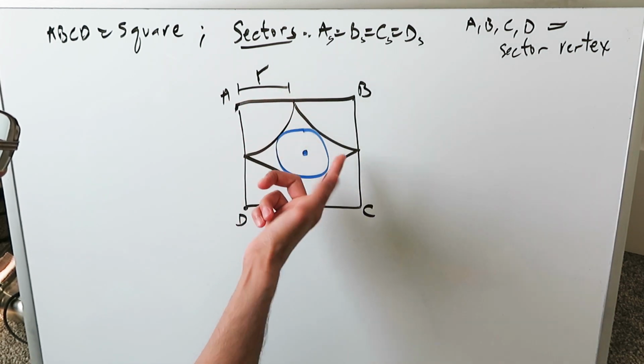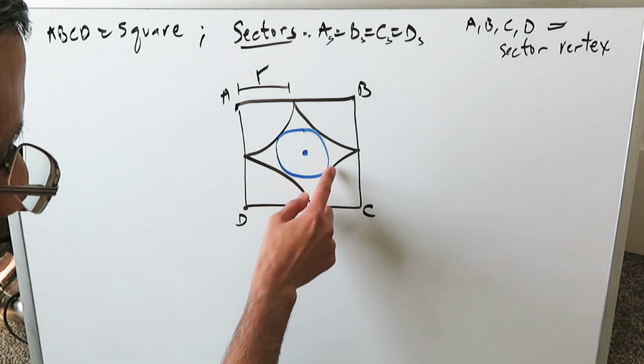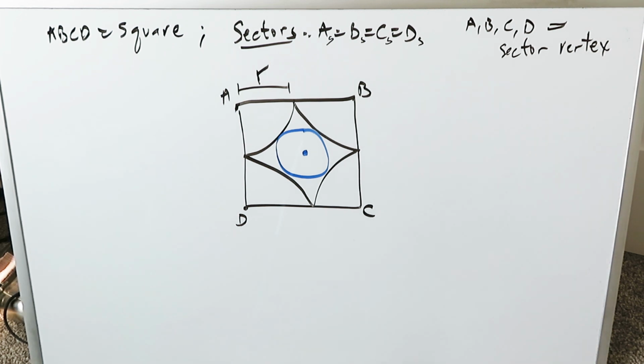We have to determine the area of this blue circle. The blue circle, if not showing it well, is tangential to all of these sector arcs. So keep that in mind. How can you go about determining that blue circle area?